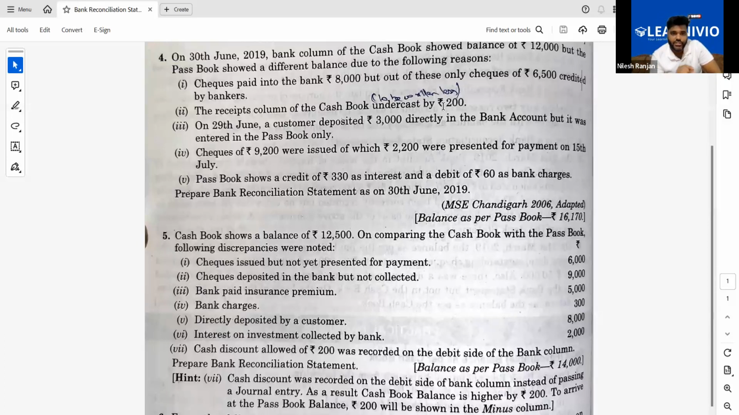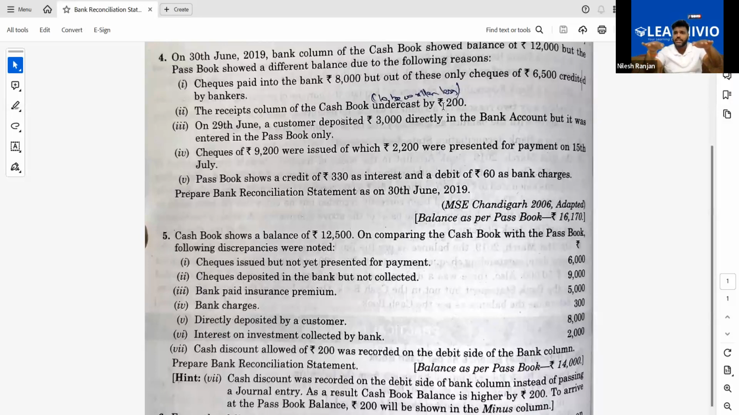After that, the first transaction is check paid into the bank 8,000, but out of these only a check of rupees 6,500 was credited by the bankers. There is a method you can use your hand so that you can solve the question. There is a cash book and a passbook. Both balances should be equal. The first transaction is check paid into bank, meaning a check deposited into the bank of 8,000.